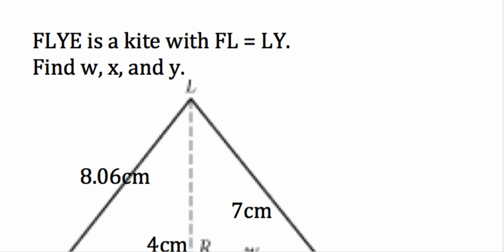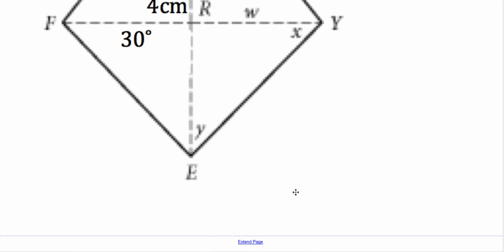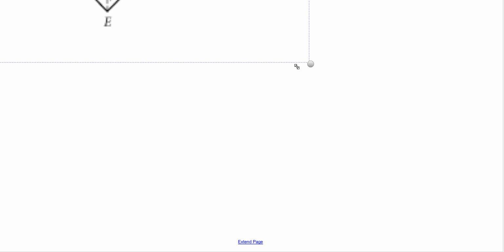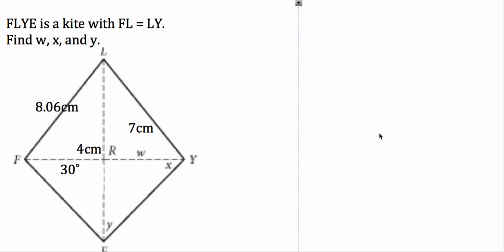All right, so let me just shrink this one down a little bit. So once again, they want us to find out x and y. So if this is x, y, and then I guess w. You see this diagonal is congruent to this diagonal, because it's cut in halves. So therefore, w will be equal to 4.